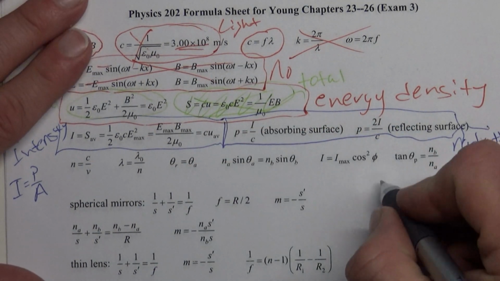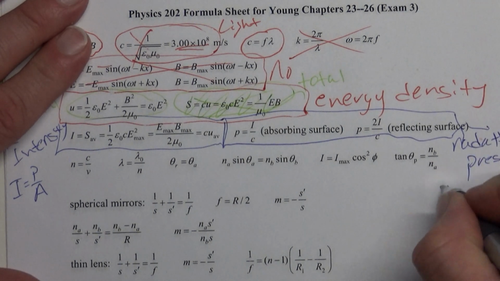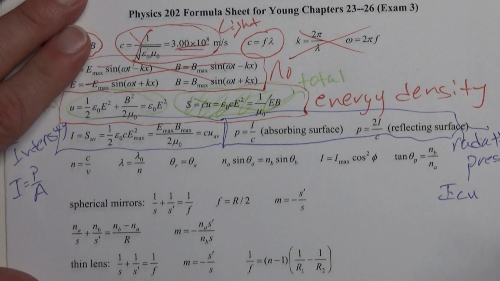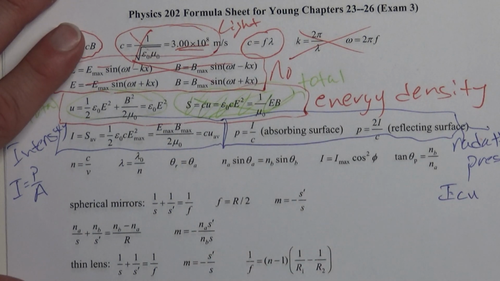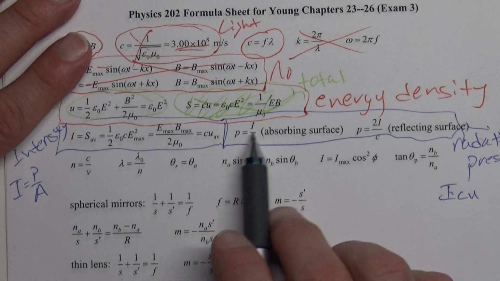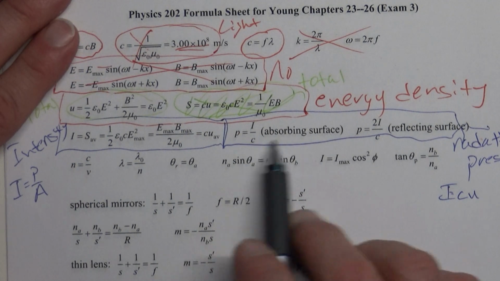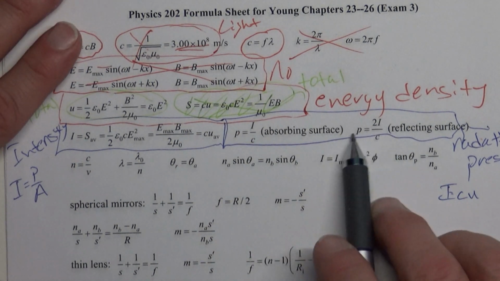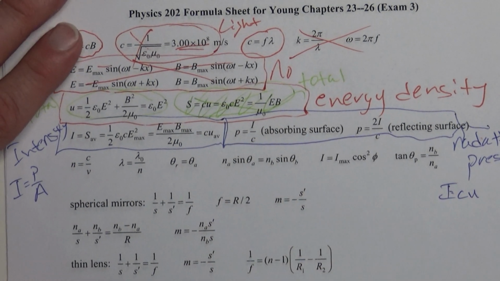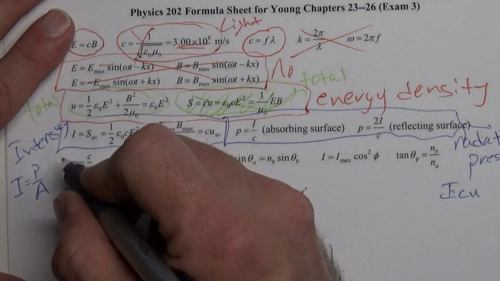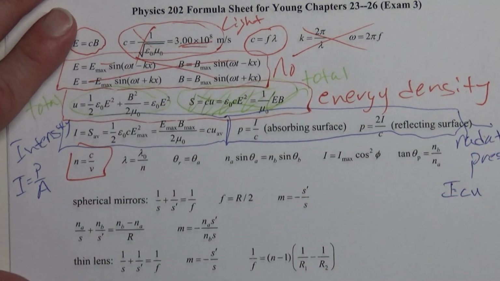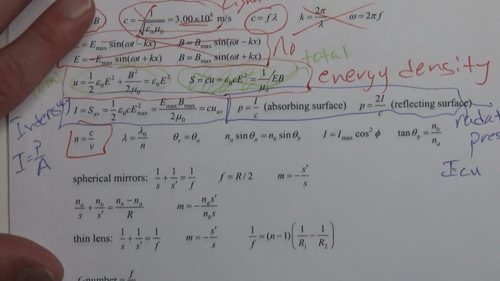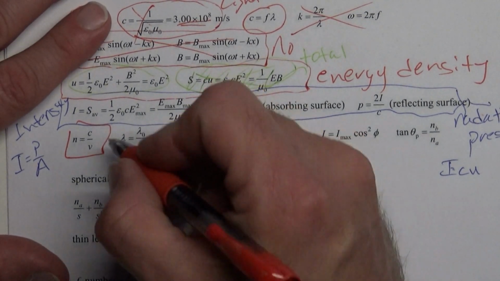And just remember there is an equation, I equals CU, which will change these equations up quite a bit. If you put I equals CU here, pressure just becomes U. If you put I equals CU here, pressure becomes 2U. Okay? This one right here is the equation for index of refraction. You do need to know that one. That one does show up sometimes.